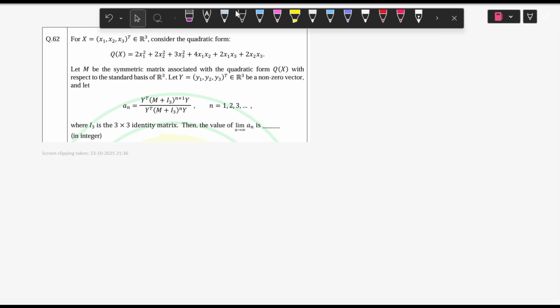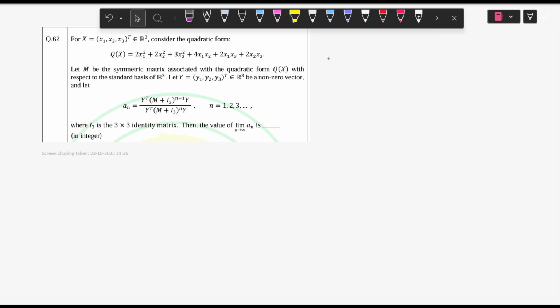Let x belong to R3, consider the quadratic form. हमें एक quadratic form दिया हुआ है, and M be the symmetric matrix associated with this quadratic form Q(x) with respect to the standard basis of R3. हमें इसका limit calculate करना है.